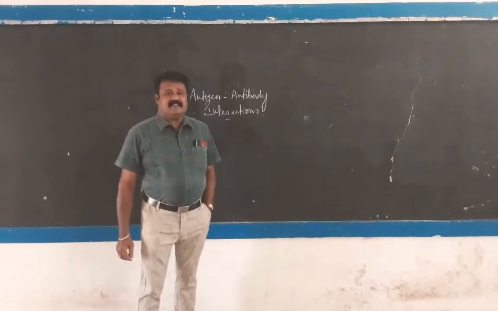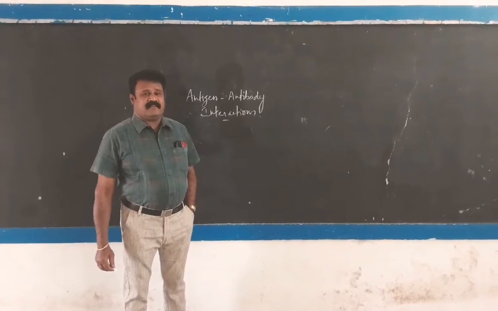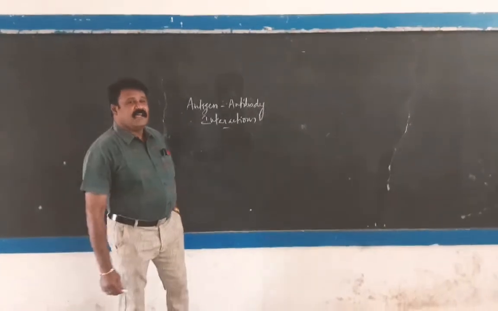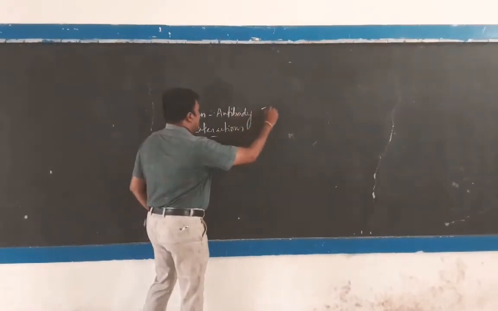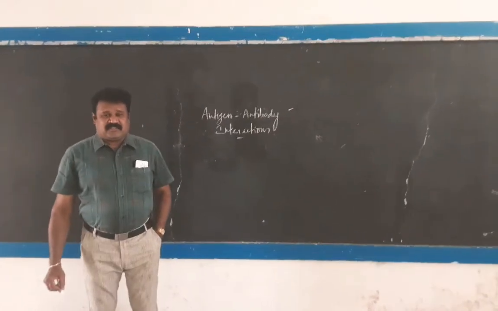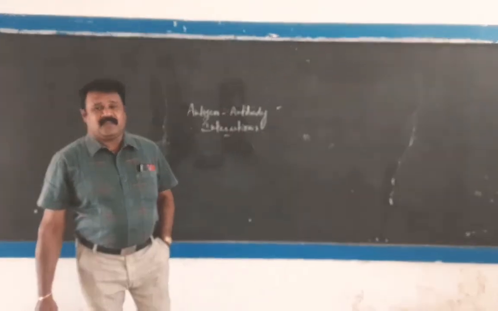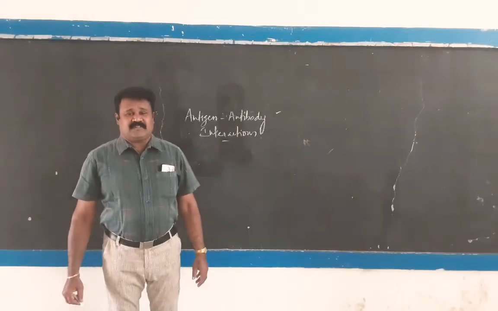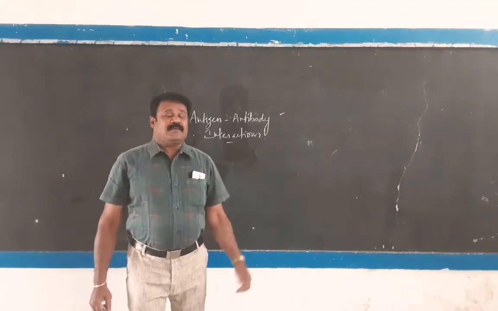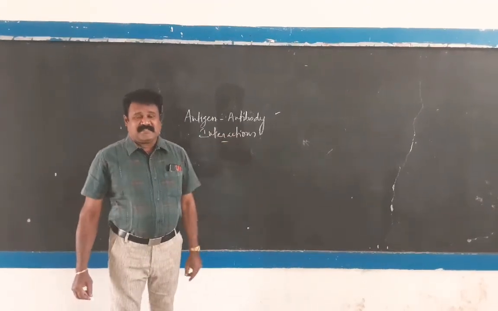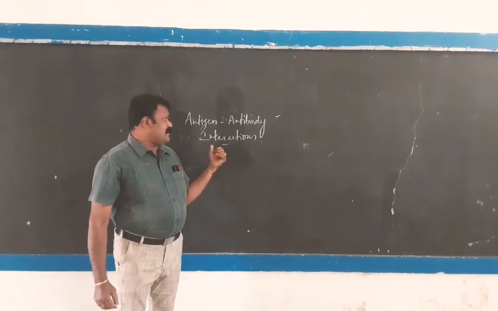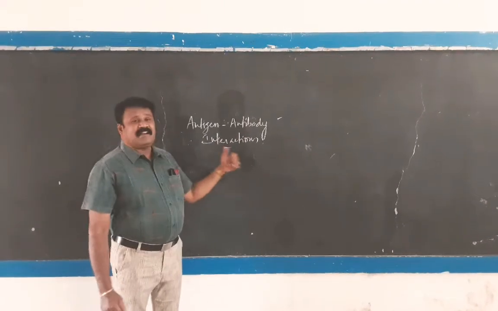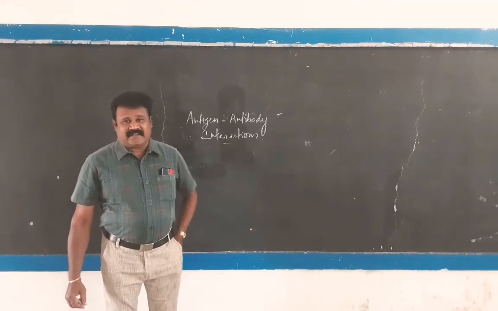Yesterday we saw the structure and functions of antibody. Exclusively, we have completed the structure of antibody. Today in this class we are going to see antigen-antibody interactions. From the beginning I am telling you, antigen and antibody form the basis for immunology. There is no immunology without the antigen and antibodies. Now in this class we are going to see how the antigen and antibody interact.